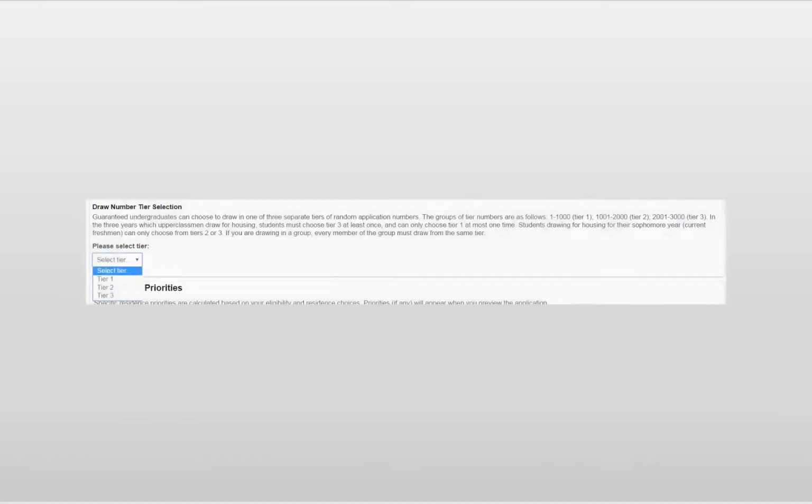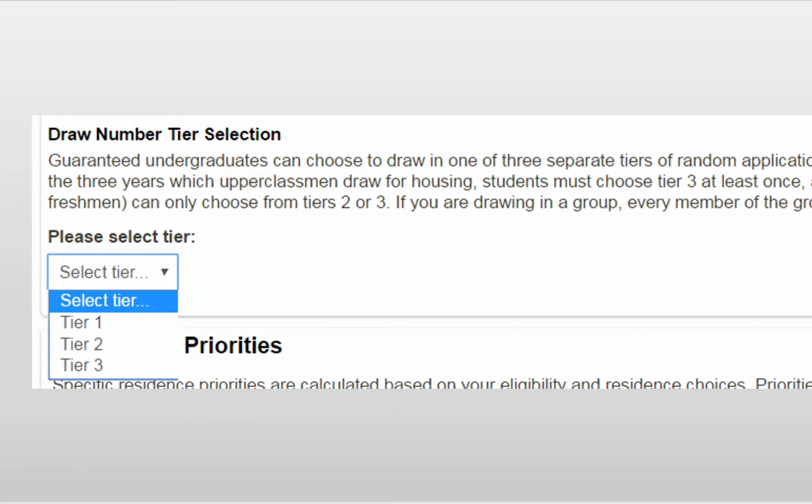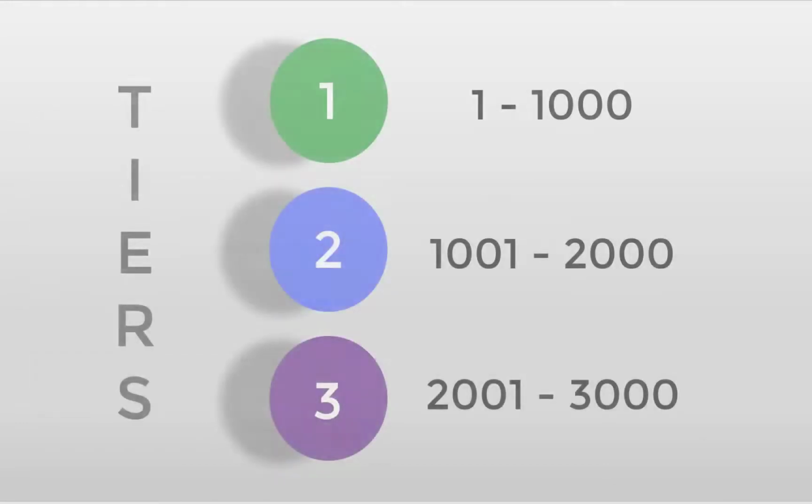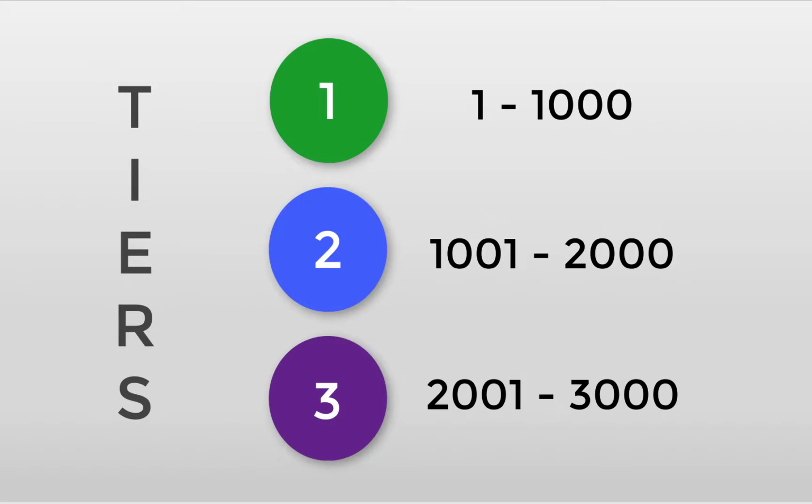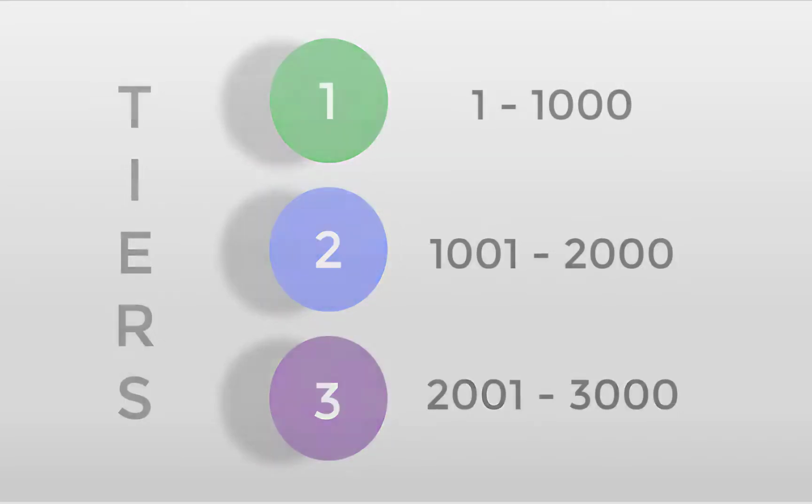Next, you will need to select a tier. Your tier determines the range of numbers from which your draw number will be assigned. Since Tier 1 has the lowest set of numbers, students selecting Tier 1 are considered for housing before those in Tiers 2 or 3. You will only be able to see the tiers that are available to you.